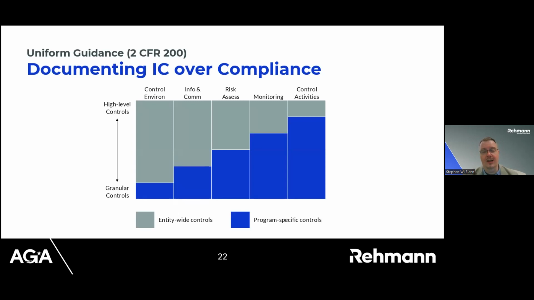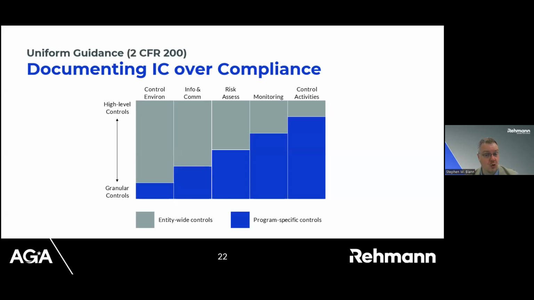Now, this slide is not any official guidance from the UG. This is just Stephen kind of shooting from the hip. But I would say that there are certain types of components of internal control that lend themselves more to entity-wide focus, and others that lend themselves more to very granular program by program basis. So on this chart, we've said the control environment, the tone at the top, if you will, that frankly can really only exist at an entity-wide level. It's hard to envision a unique tone at the top on a grant by grant basis.